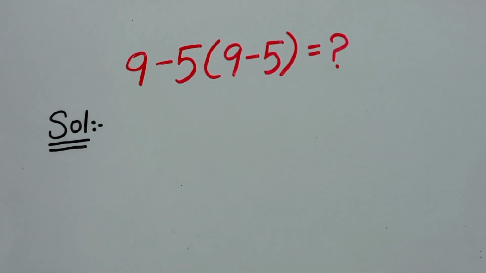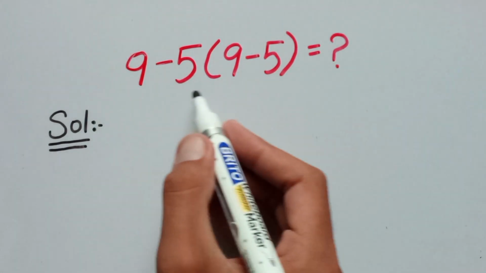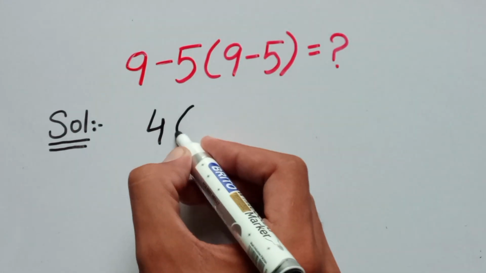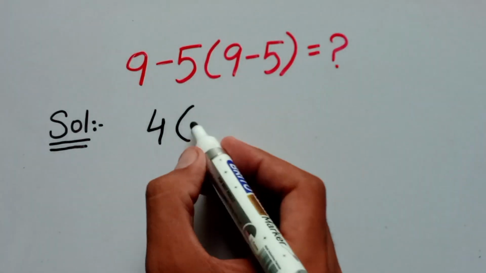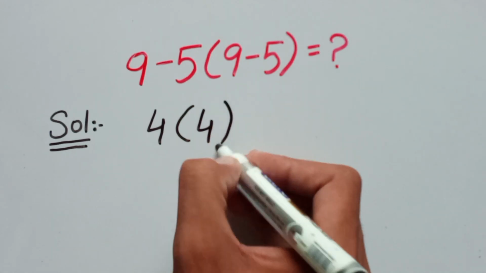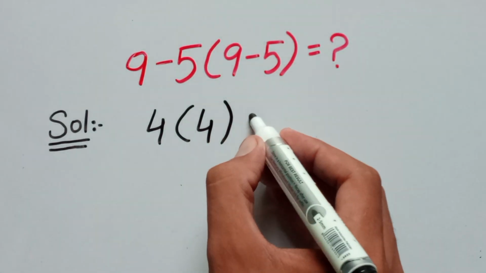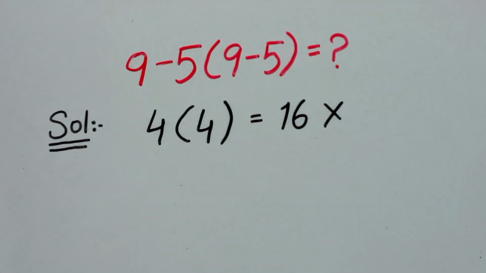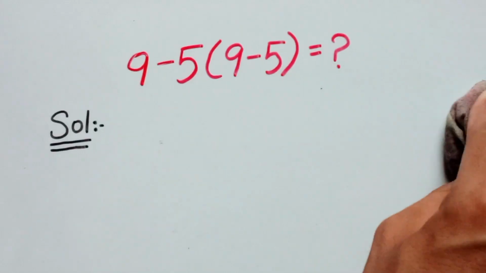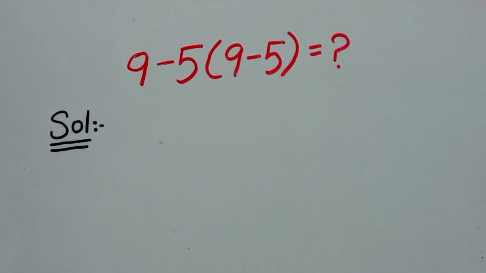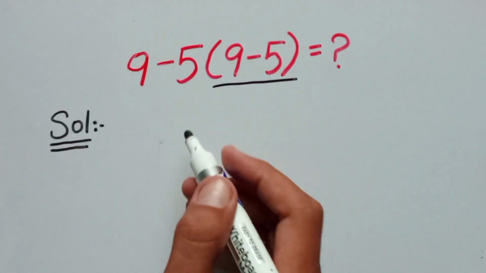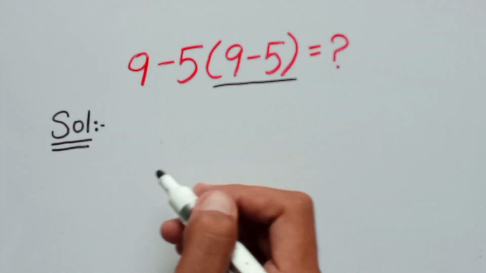So most people can get this question wrong. They can solve it as 9 minus 5, which is equal to 4, times 9 minus 5, which is equal to 4. Okay, now 4 times 4 is equal to 16. But guys, this answer is wrong because of the order of operations, which is PEMDAS, where parentheses have higher priority than other operations. So in this expression we should solve the parentheses first.